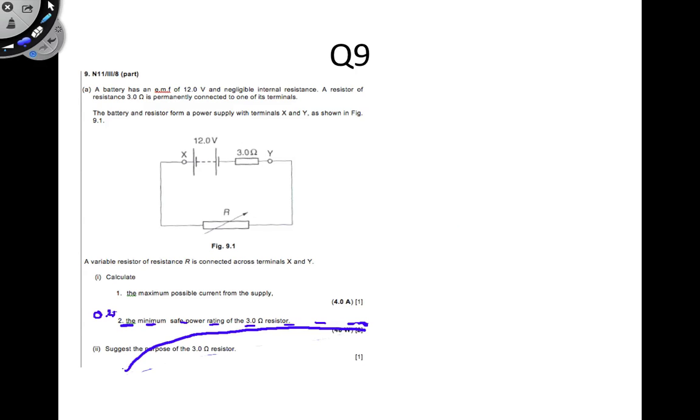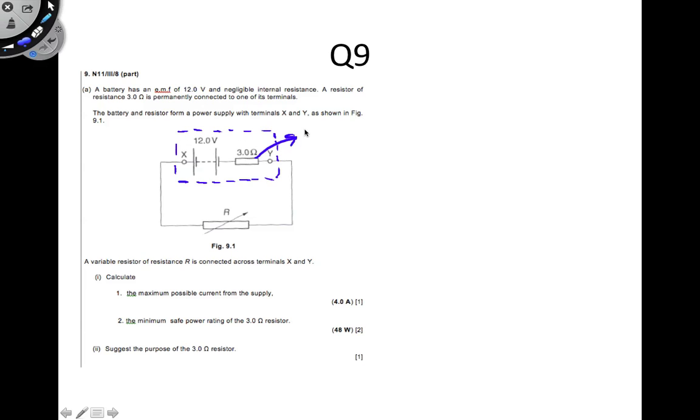Let's move on to question 9. A battery has an EMF of 12 volts and negligible internal resistance. A resistor of resistance 3 ohms is permanently connected to one of its terminals. This battery and resistor form a power supply with terminals X and Y as shown in figure 9.1. Effectively you connect it permanently, which means you are locking this up. So effectively this 3 ohm resistor is functioning as something like an internal resistance.